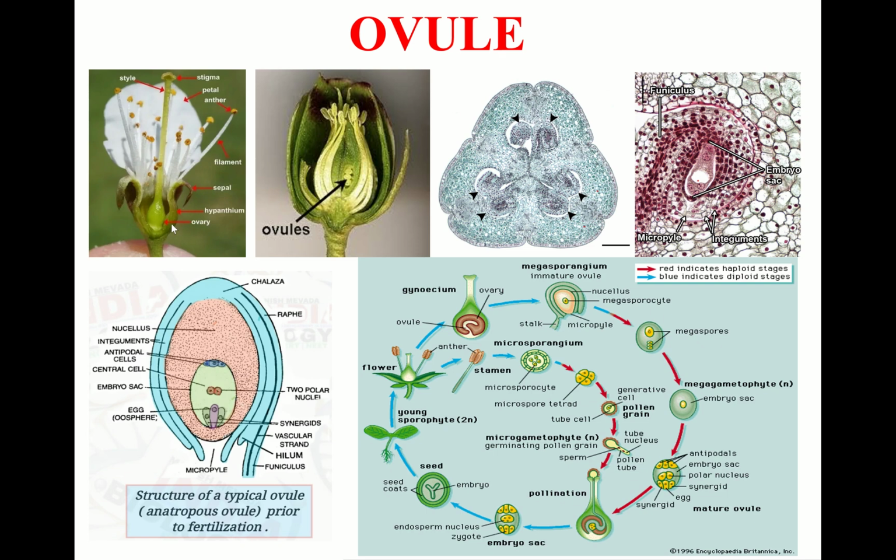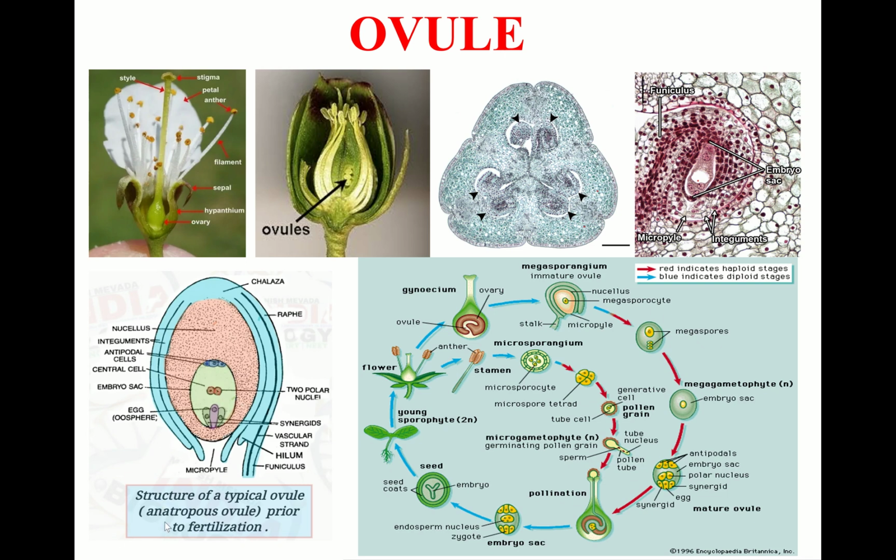So if you cut the ovary, you can see the ovules inside it. If you observe these ovules under microscope, it will appear like this. So this is the structure of ovule under microscope, and it has this. This is an embryo sac. Inside the ovule, it is present. Let us learn about the structure of the ovule.